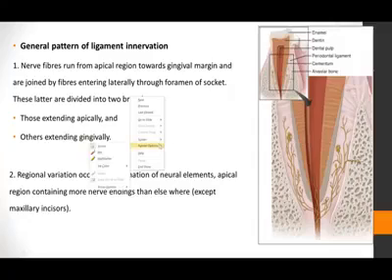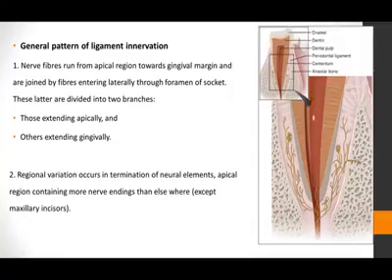Let me get a pointer. This is your dental pulp. This region is your dental pulp. The nerve supply of the periodontal ligament basically is entering the periodontal ligament through the apex of the socket. You have branches entering into the periodontal ligament through the apical region of the socket, and these branches go from apical direction towards the gingival margin in this direction, and meanwhile they are joined by these perforating nerves from within the alveolar bone.